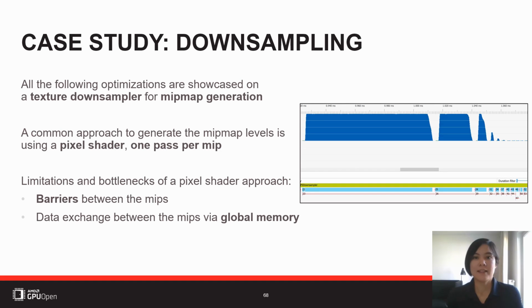The use case here will be the case study of a downsampler. So first, about downsamplers in general: a very common approach, if you want to generate the MIP levels of a given texture, is that each MIP level gets generated in a separate pixel shader pass. So this means one MIP per pass. And these passes are divided by barriers, because before we can compute the next MIP, we have to be sure that the previous MIP is already computed, because the next MIP depends on it. That's why we need the barrier in there.